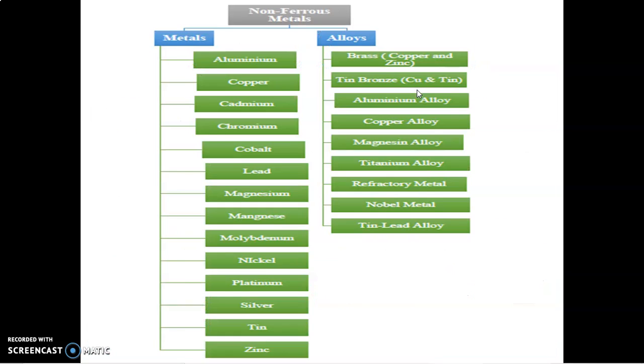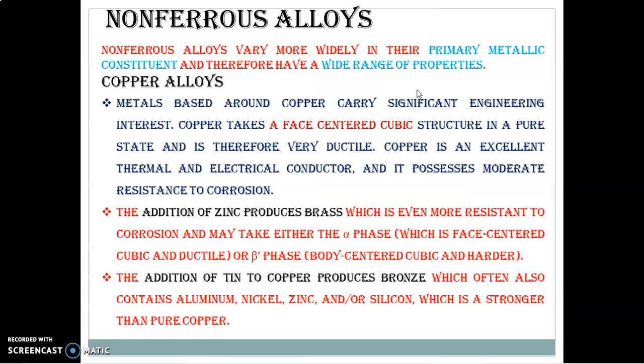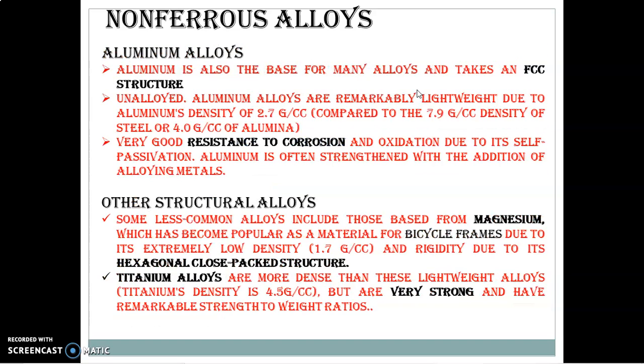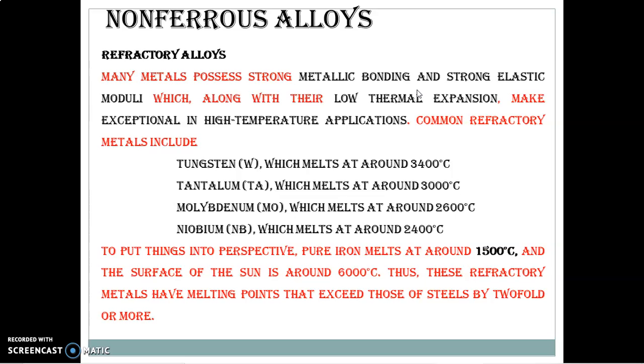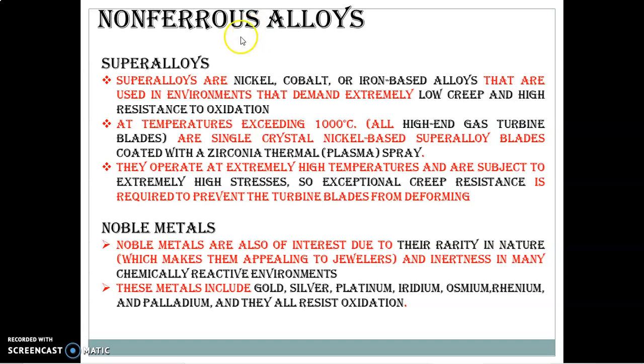During the last lecture we saw the ferrous alloys, and in this lecture on non-ferrous alloys we have seen copper based alloys, then aluminium alloys, magnesium alloys, titanium alloys, refractory alloys, super alloys as well as noble metals. All these non-ferrous alloys and metals have different applications.